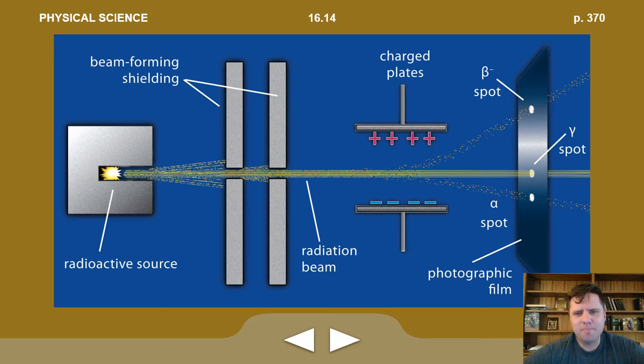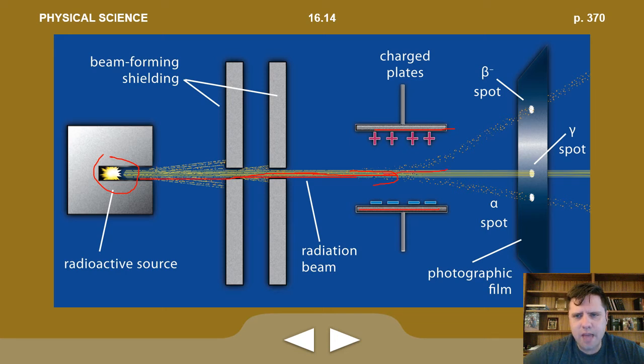So here is just an illustration of radiations. Note here we have a radioactive source, and it's going through some beam-forming shielding to make sure that the beam, you see this is a little bit smaller and this is a little bit smaller yet, is pretty much going straight this way. Then there are some charged plates applied here, both a negative and a positive plate.